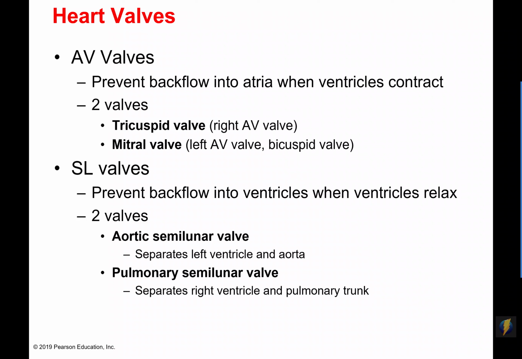The aortic semilunar valve separates the left ventricle from the aorta, and the pulmonary semilunar valve separates the right ventricle from the pulmonary trunk.